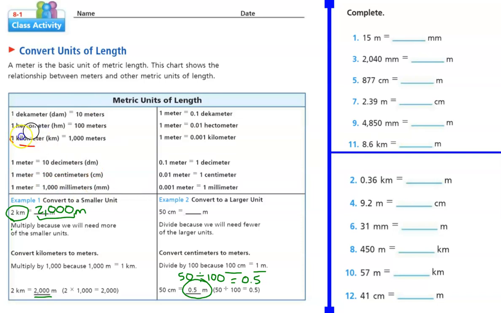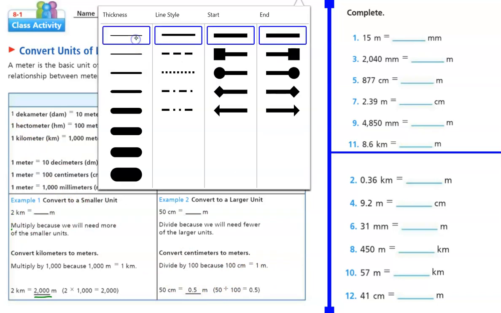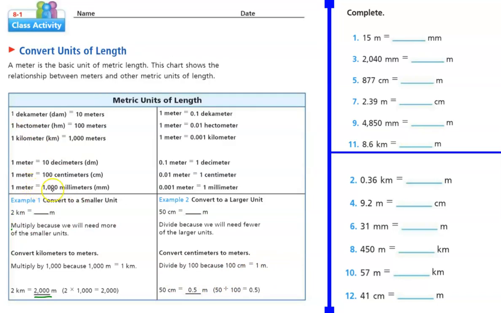Let me get rid of some of this stuff now. Excuse me, hiccups, what's new? There are 1,000 millimeters in a meter. So I'm going to take this number and I'm going to multiply it by 1,000. So that means that I should have 15,000 millimeters.